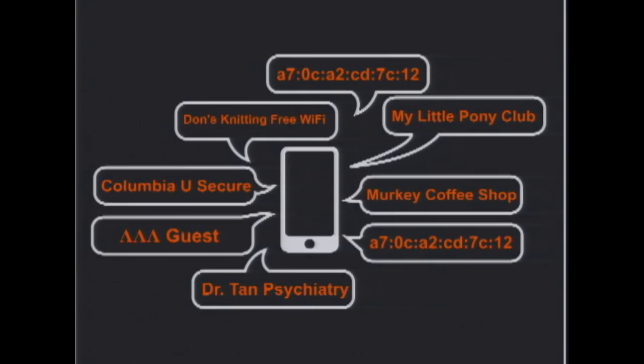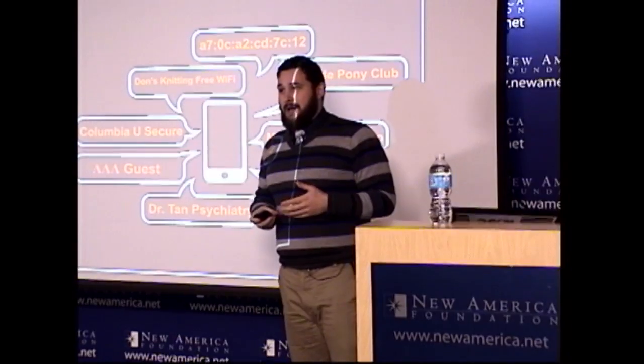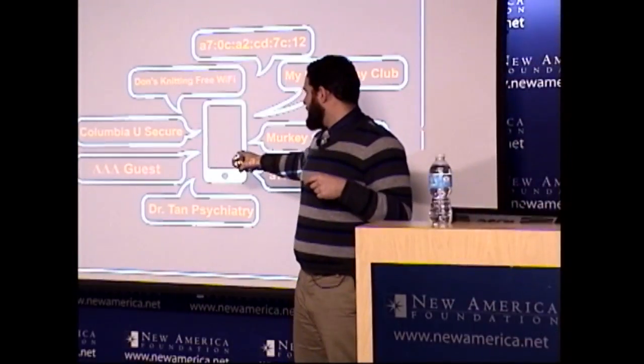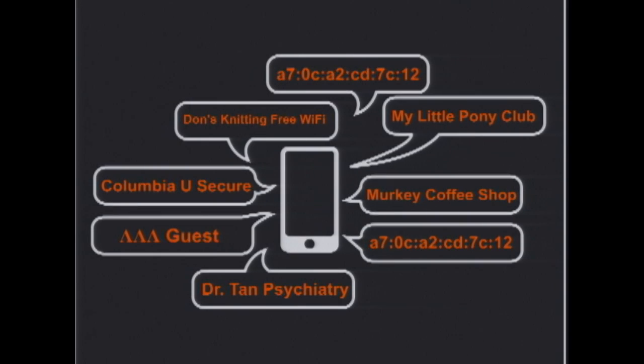So what is your phone and device actually shouting about? It's shouting about a lot of things. The first and most important thing is it's shouting out its name, which looks really weird, and we'll get to that. But it's also shouting out every place you've ever connected to a Wi-Fi hotspot. So anytime you said, oh yeah, save this place, because I'm going to go back to the My Little Pony Club, or Murky Coffee, or my psychiatrist's office, or the Lambda Lambda Lambda house, if you like the Nerds movie. Any place you've ever been, it's shouting, hey, are you around?